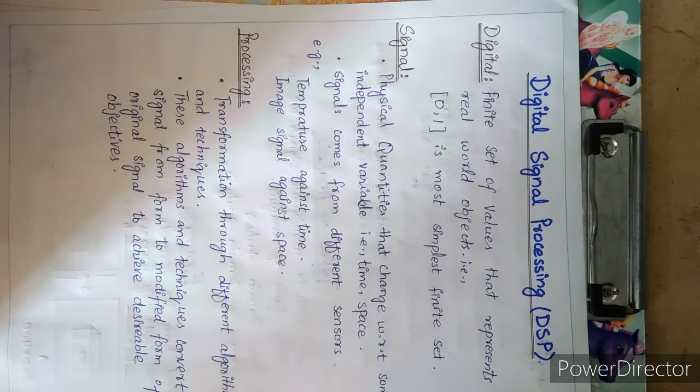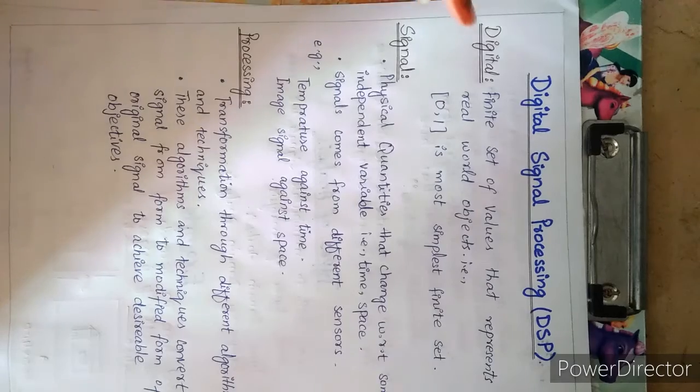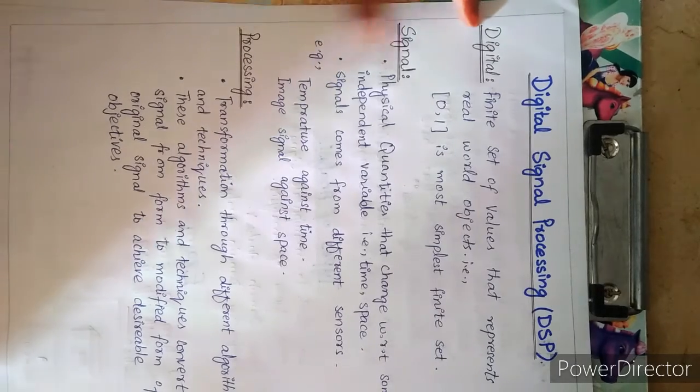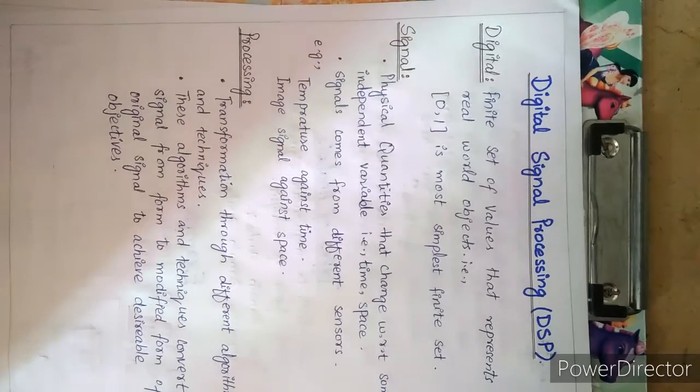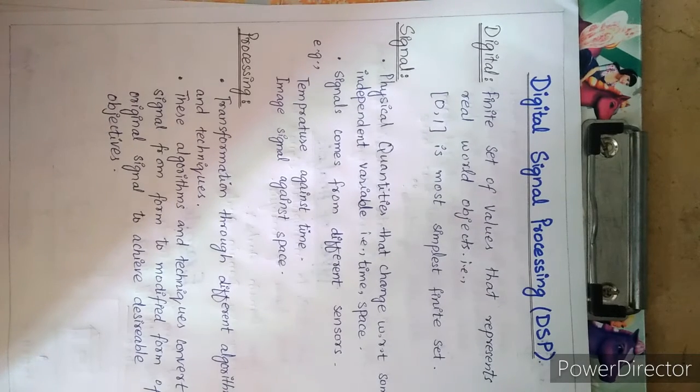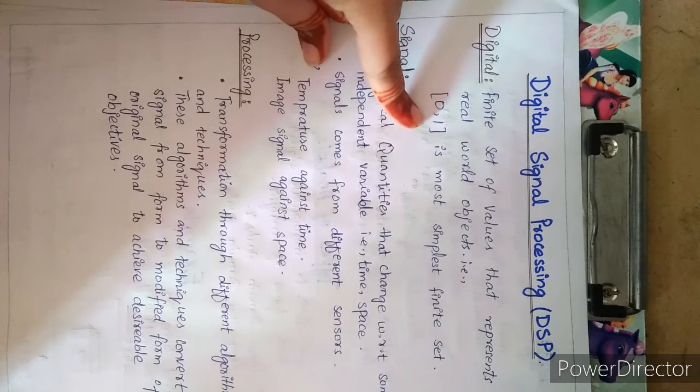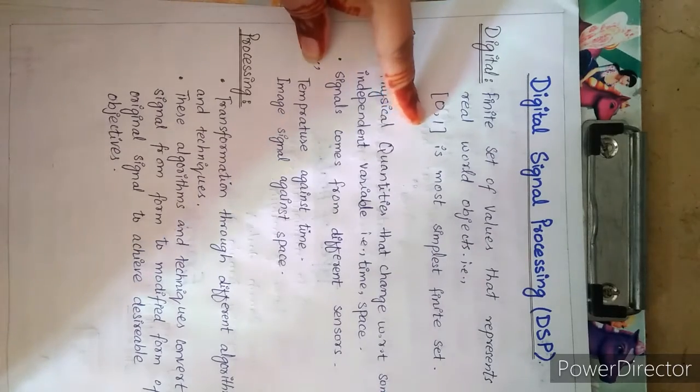Today we are going to discuss digital signal processing: what is DSP, why we use it, and some applications of DSP. First of all, DSP consists of three words: digital, signal and processing. Digital is the finite set of values that represents real world objects. The simplest finite set is 0 and 1, consisting of only two symbols. We can extend into multiple symbols by using the formula 2 to the power n.